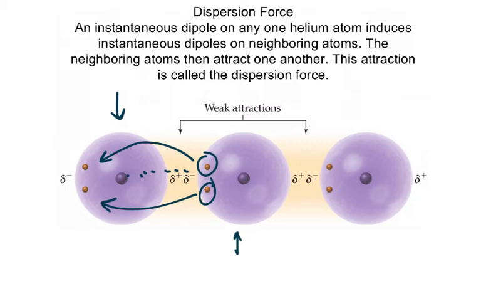Notice what it says at the top. An instantaneous dipole on any one helium atom will induce an instantaneous dipole on a neighboring atom. So the neighboring atoms, once they both become polarized, they will attract one another. Notice there's a partial positive and a partial negative. That's the attraction that is occurring between the neighbors. This attraction is what we call a dispersion force or a London dispersion force. And again, it's between, in this case, two heliums, and it is a very weak force of attraction.